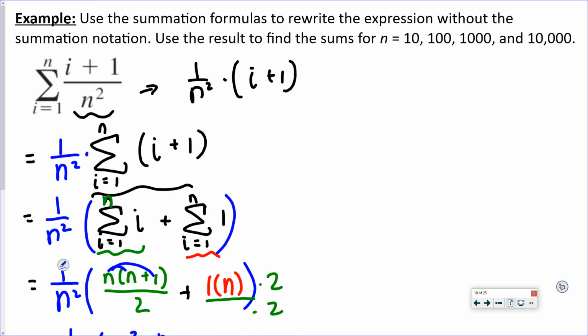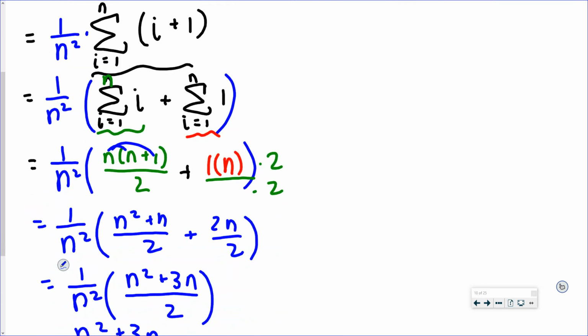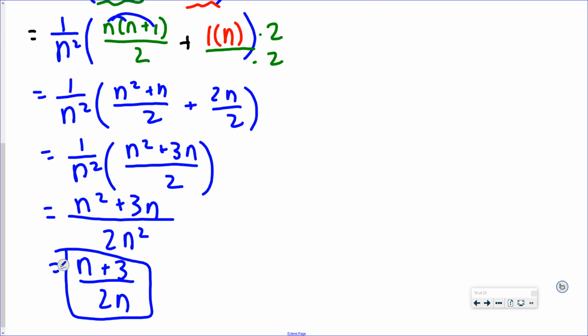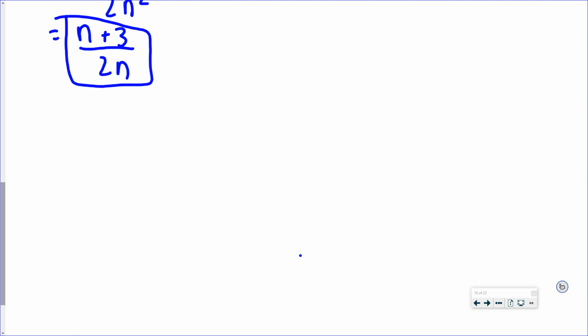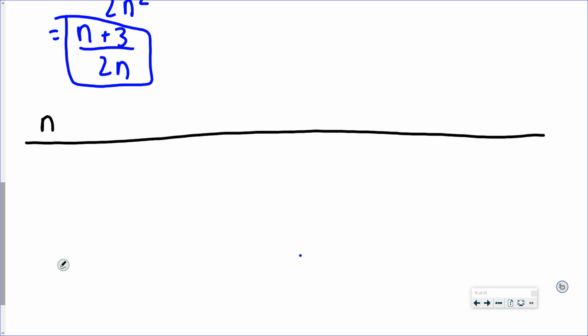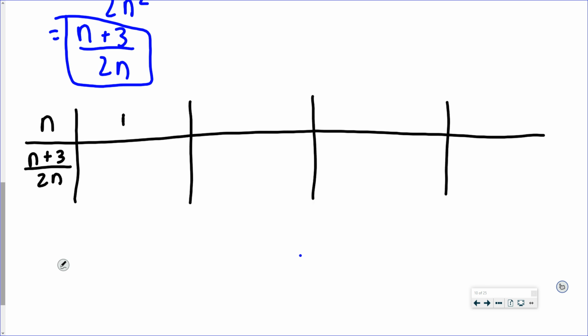So from here, we're going to make a table, and we can use our graphing calculator for this too. All right. So my table, I'm going to do my different values for n. And then here's my rule. I'm going to take that number plus 3 divided by 2n, and that will give me the sum. Okay, so we're going to do this for 10, 100, 1,000, and 10,000. We're going to see what happens here.